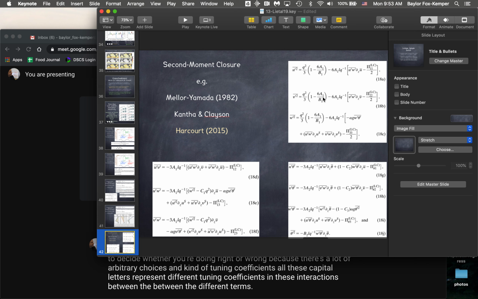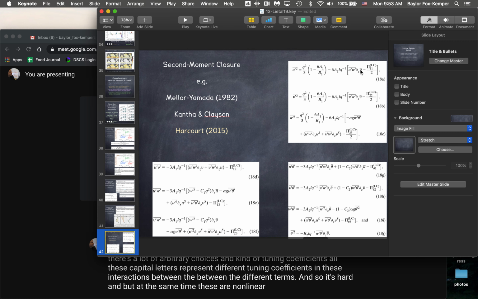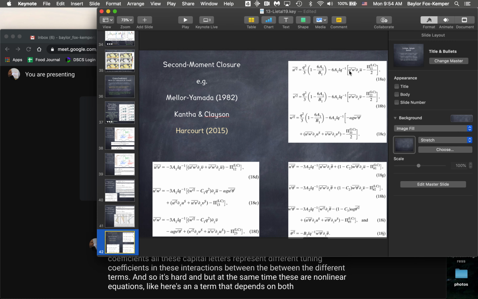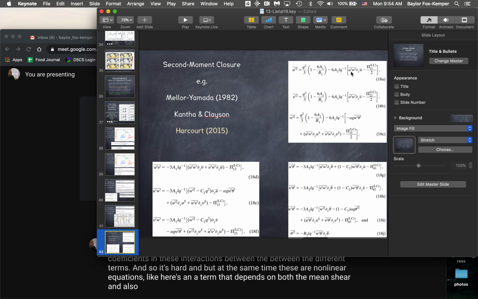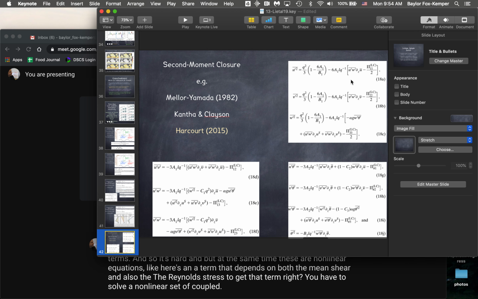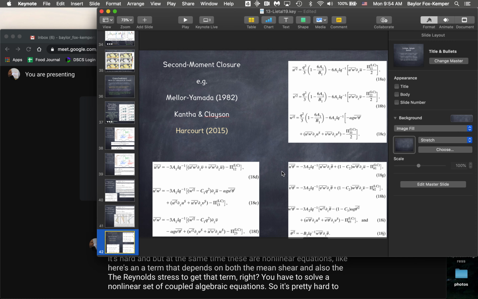And so it's hard, but at the same time, these are nonlinear equations. Here's a term that depends on both the mean shear and also the Reynolds stress. To get that term right, you have to solve a nonlinear set of coupled algebraic equations. So it's pretty hard to figure out whether this one is working or not.